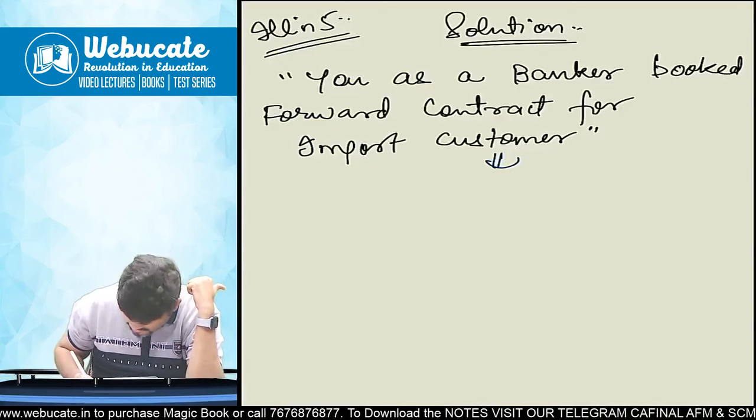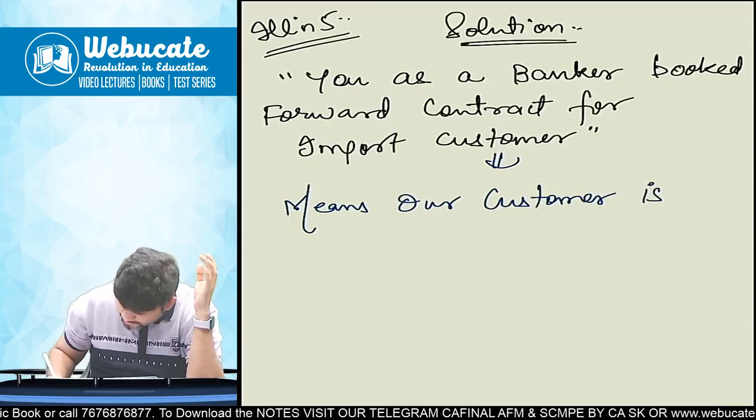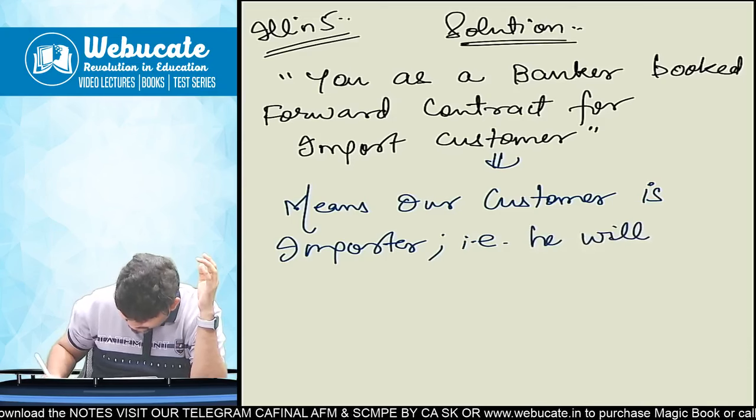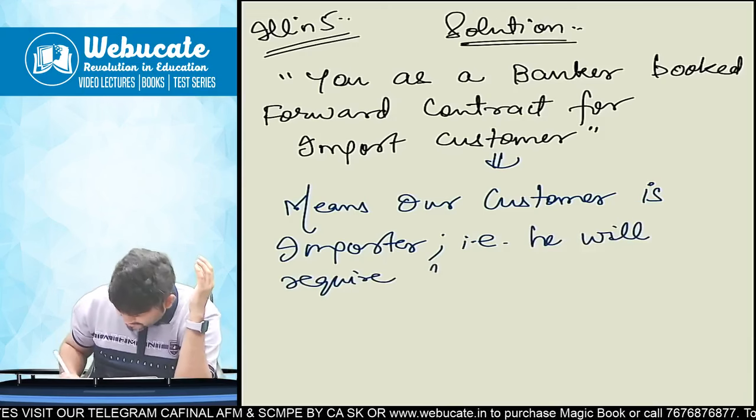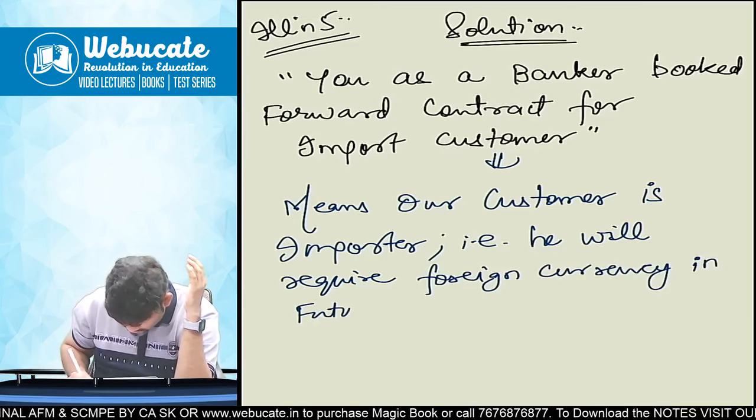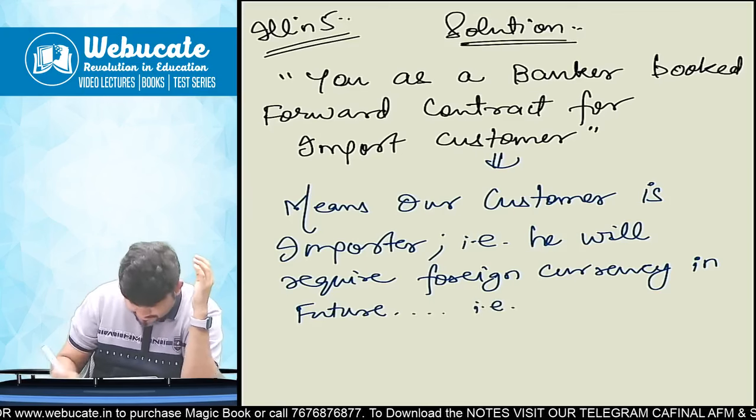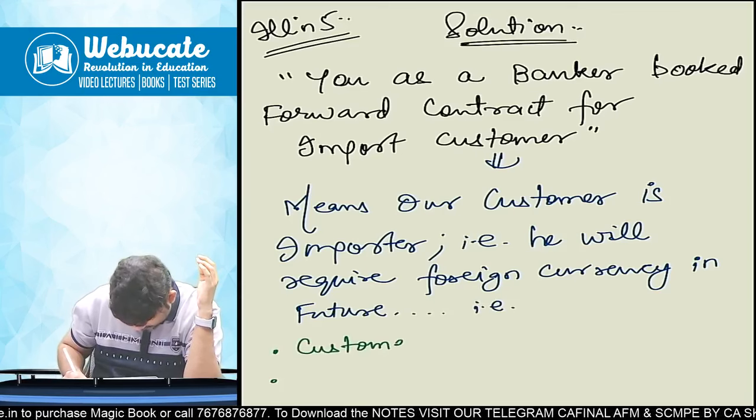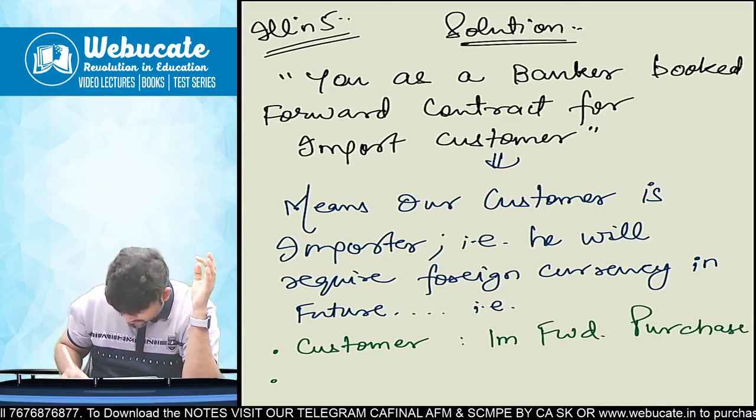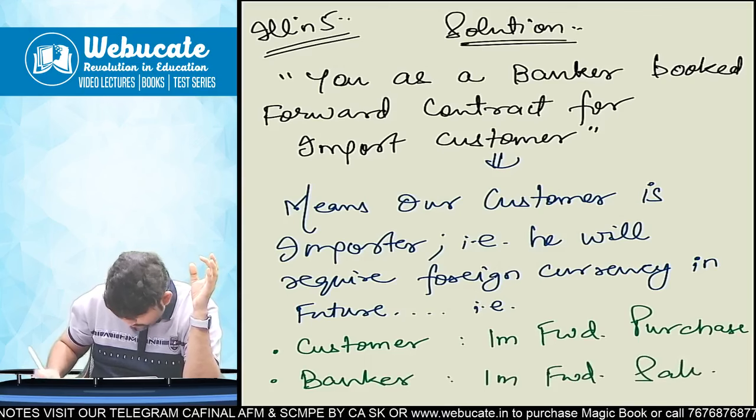Let's write it down. Means our customer is importer. That is, he will require foreign currency in future. That is, customer: one-month forward purchase; banker: 1 month forward sale.